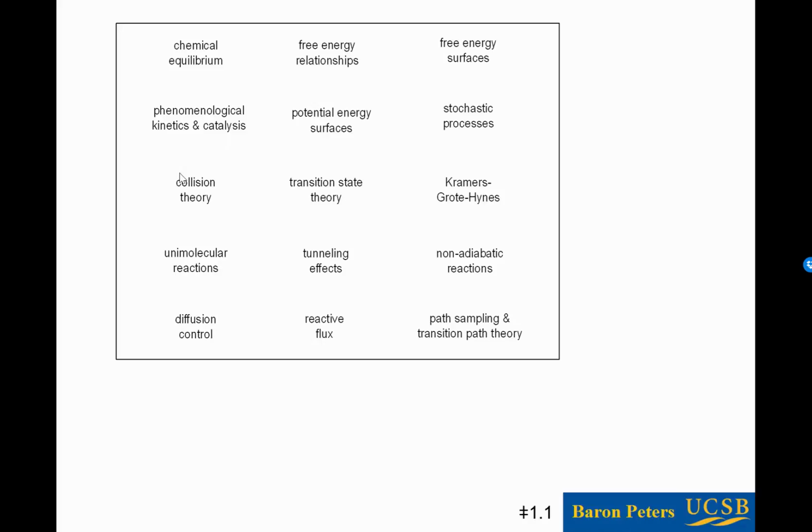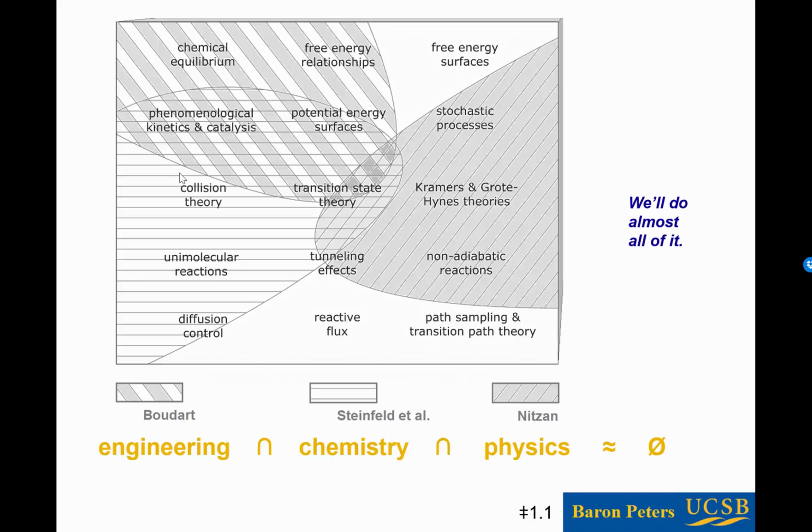So this is a sample of the kinds of things that we'll be talking about in the course, and what I want to drive home is this point that the literature in the fields of engineering, chemistry, and physics really does have almost no overlap. So these are three classic books drawn from each of those different areas.